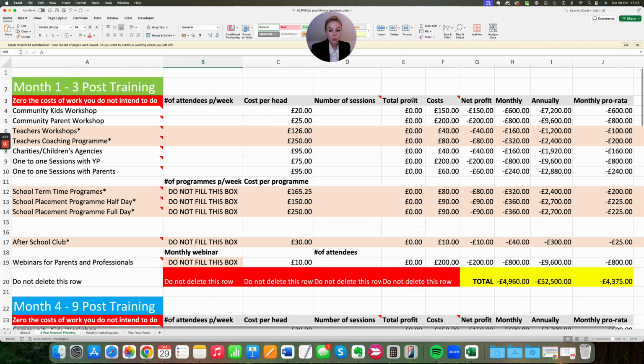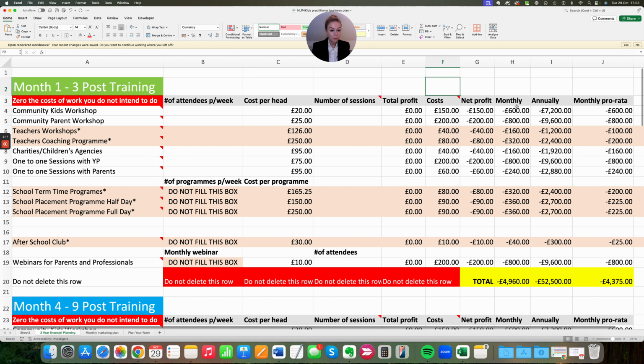but just note as well that there are formulas running throughout the Excel spreadsheet. So you will see here, for example, in the net profit column, it is subtracting your cost from your total profit. And we've also got monthly calculations, annual calculations, and monthly pro rata.